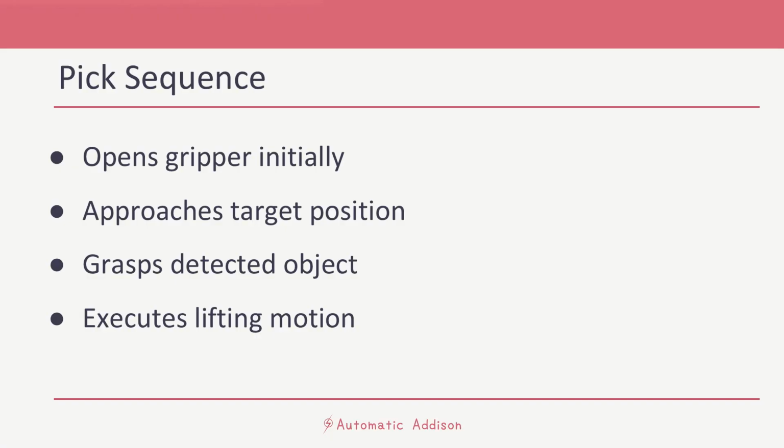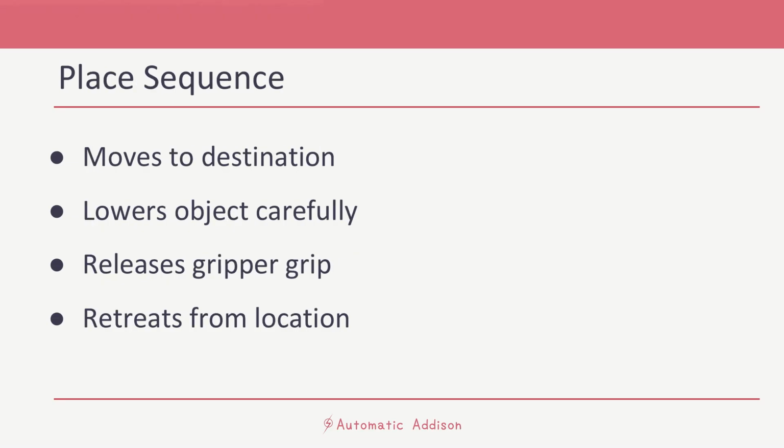So just briefly, let me explain what's going to happen. When we launch the pick sequence, we're going to open the gripper, approach the target position, grasp the cylinder, execute the lifting motion. Then we're going to move to the target destination, lower the cylinder, release the gripper, and then retreat back to the home position.